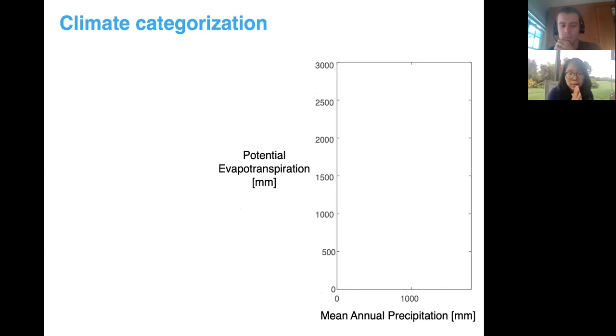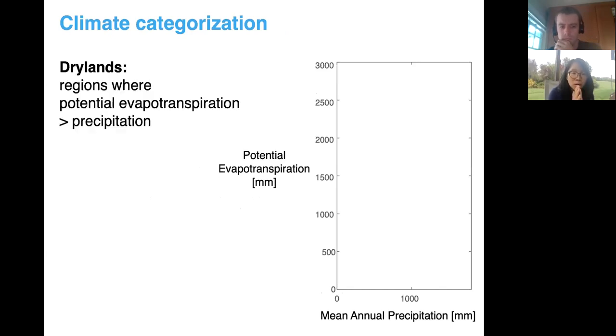So drylands are simply places in the world where the potential evapotranspiration is larger than precipitation. So if you reflect this definition onto this phase space where you plot evaporation versus precipitation, right? Drylands is simply the shaded area above this green straight line of slope equal to 1. And you may wonder where California falls in this diagram. So that's where California is. So we are well into the dryland climate.